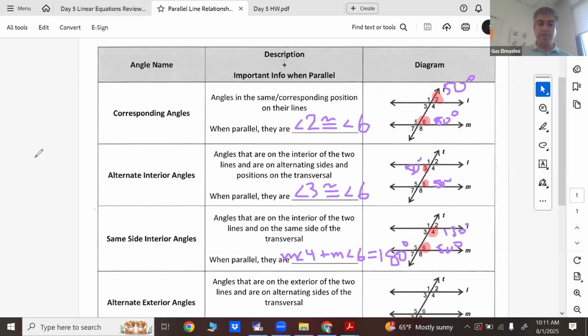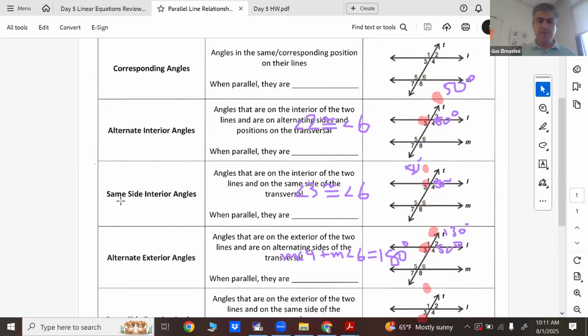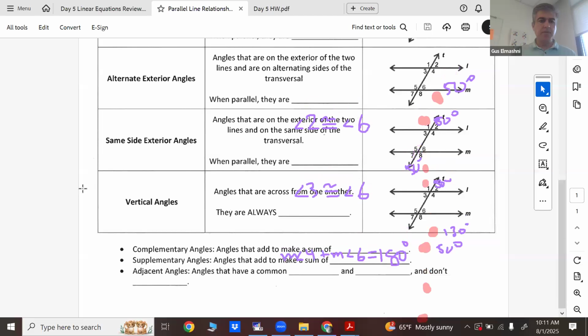Okay. Alternate exterior. So you're on the outside now. And exterior is outside. So let's look at like say 1 and 8. Okay, kind of hard to read. 1 and 8. So those alternate, but they're on the outside of L and M, and the opposite sides of line T. Those are also going to be equivalent. When those are equivalent, the lines are parallel still. So let me redraw that. 1 and 8. When the lines are parallel, those are going to be the same as well.